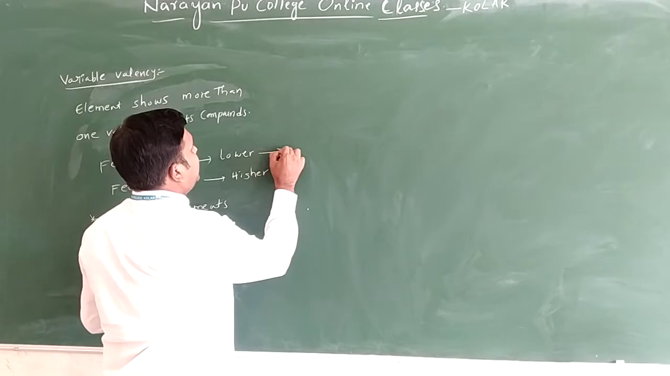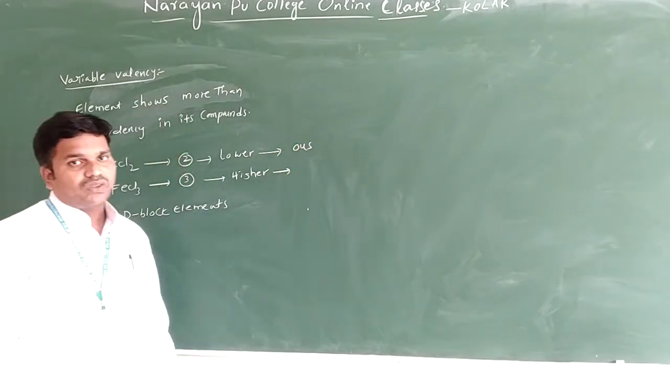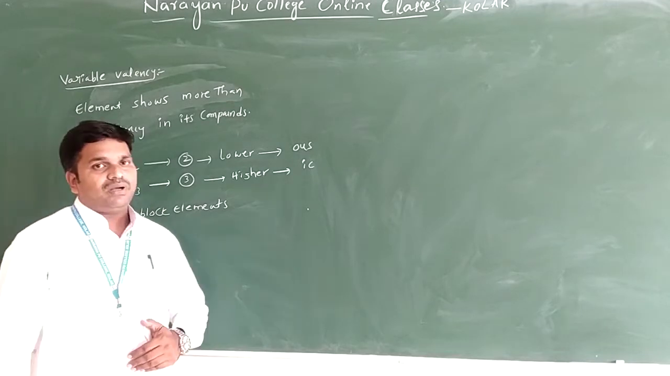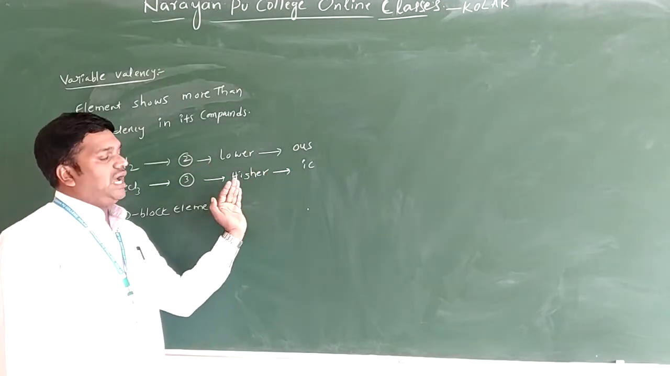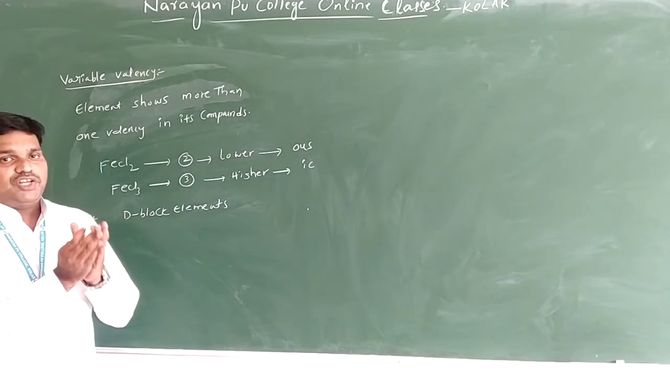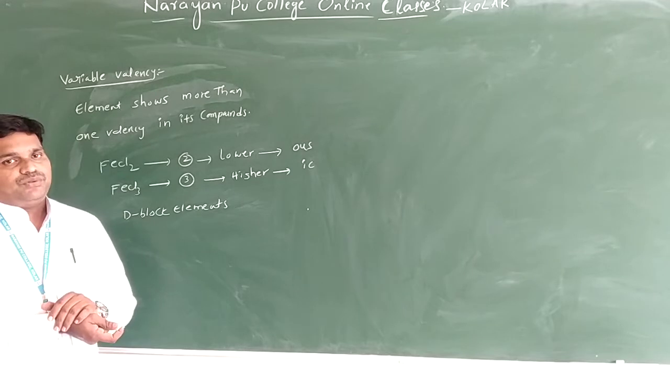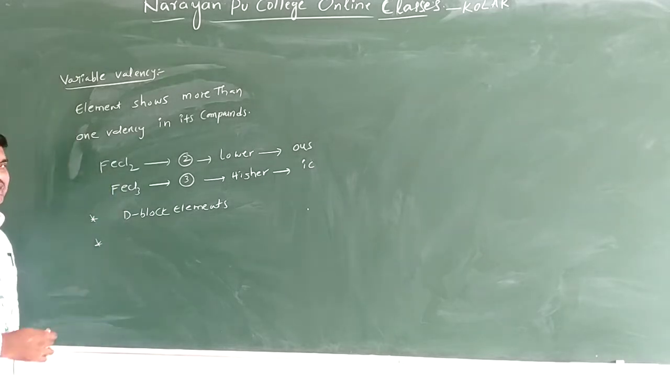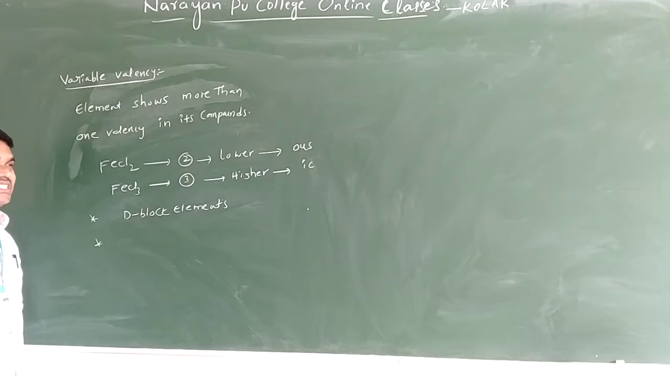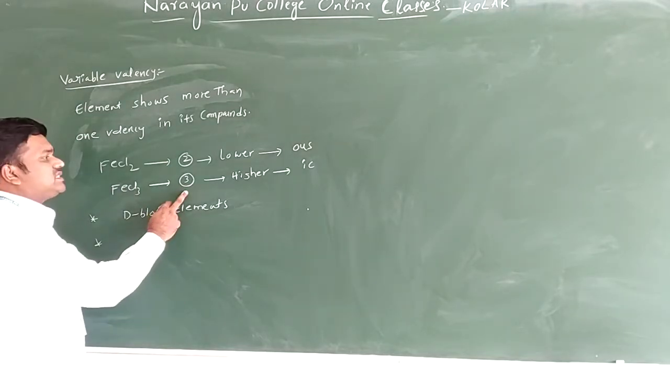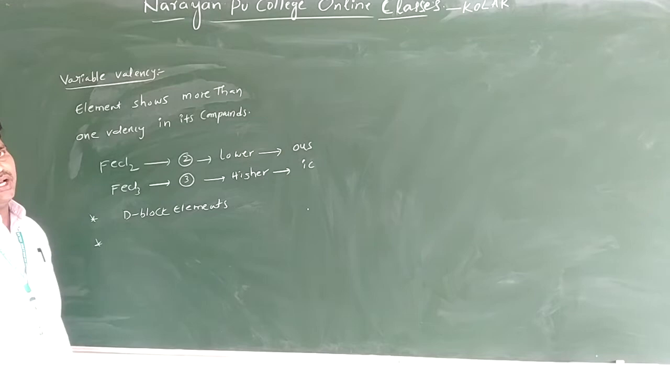For the lower valence, we add the suffix -ous. If the higher valence is there, we add the suffix -ic. -ous for which one? Lower valency. For higher valence, we use -ic. Clear? So we will discuss some elements which show variable valences and how we can write the names of the compounds. For example, if iron is there, FeCl2 is ferrous chloride and FeCl3 is ferric chloride. Ferrous because it is the lower valency, and ferric for the higher valency.